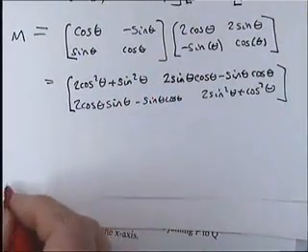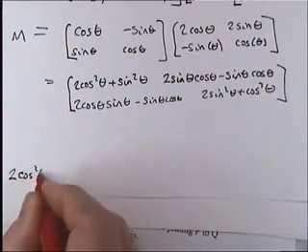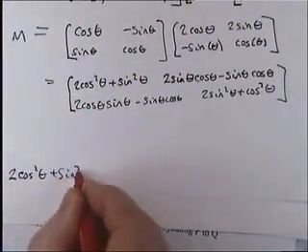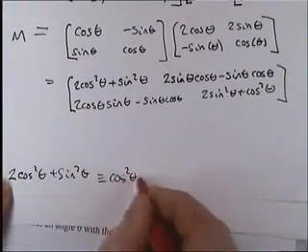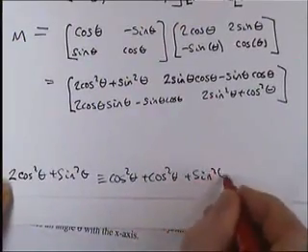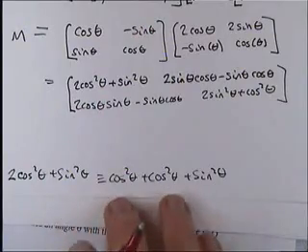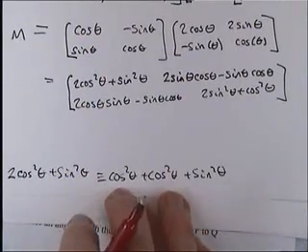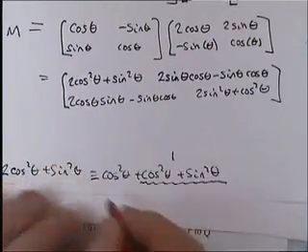And if you write that out again just down at the bottom here, instead of writing 2 cos squared theta plus sine squared theta, we can write that as cos squared theta plus cos squared theta plus sine squared theta. Because 2 cos squared thetas are just the same as cos squared plus cos squared theta. Now that cos squared theta plus sine squared theta becomes a 1.